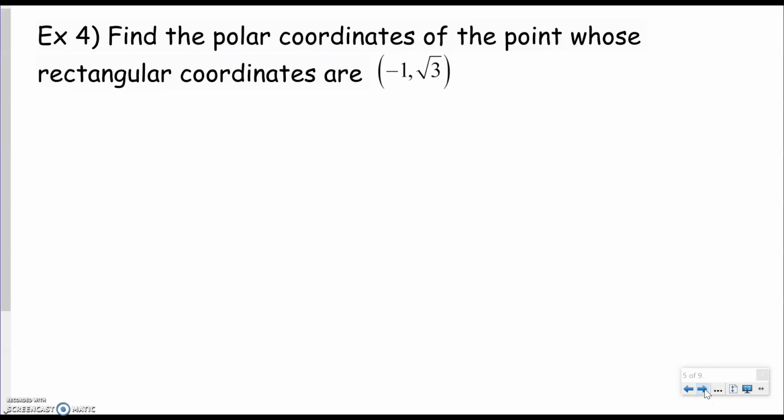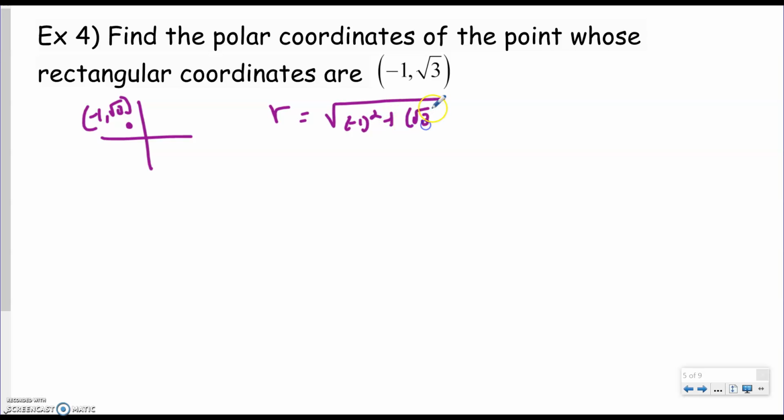Okay, so find the polar coordinates of the point whose rectangular coordinates are negative 1, square root of 3. So I'm going to go ahead and plot that. Negative 1, square root of 3 is right there. So I know it's in the second quadrant. I need to start by finding my radius. So my radius is going to be the square root of negative 1 squared plus square root of 3 squared. Negative 1 squared is 1, square root of 3 squared is 3. If I combine those, I get 4, and then the square root is 2.